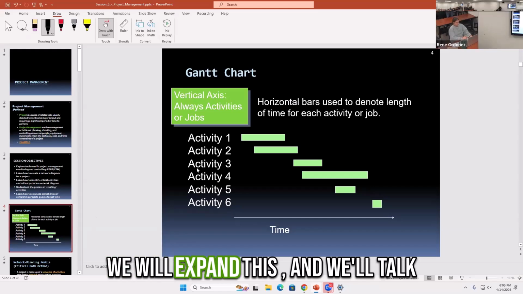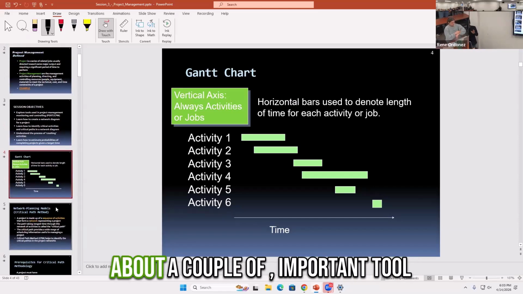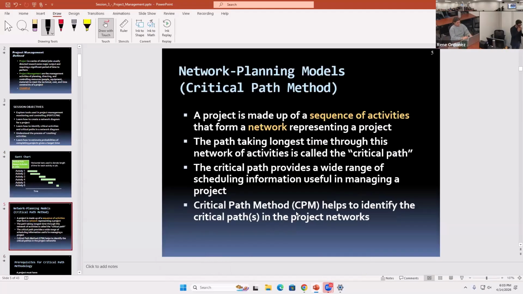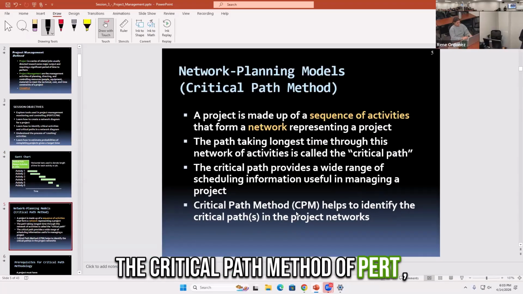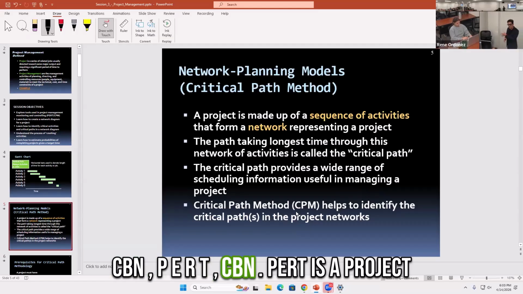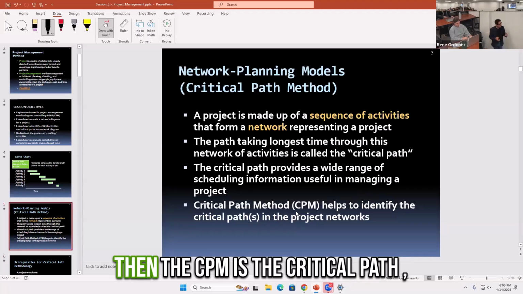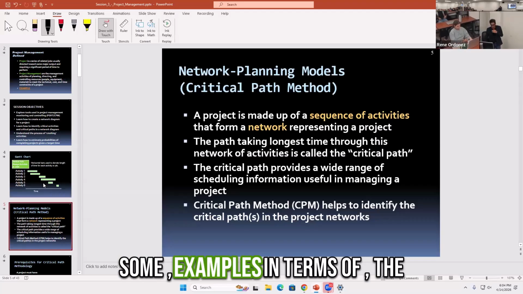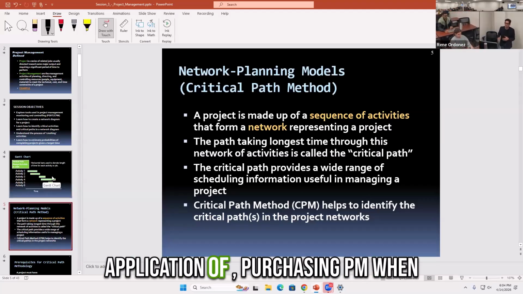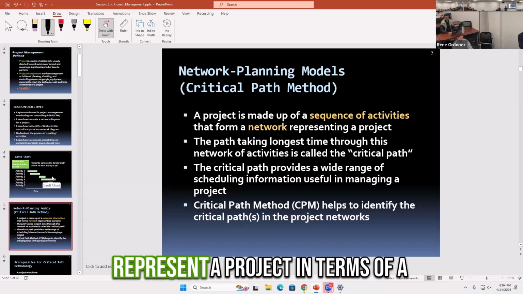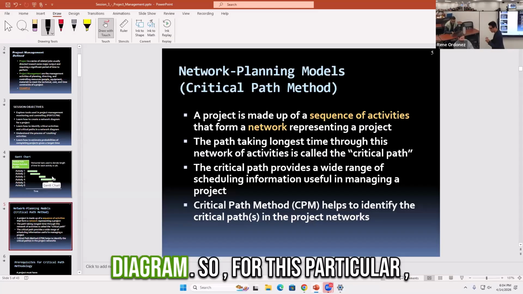So we will expand this and talk about a couple of important tools, and they are the critical path method or PERT CPM. PERT is the project evaluation and review technique, and CPM is the critical path method. Then we'll look at some examples of the application of PERT CPM when you try to represent a project in terms of a network diagram.